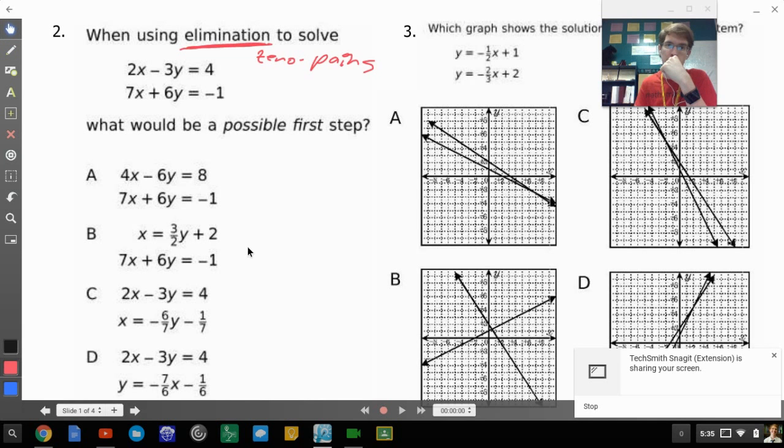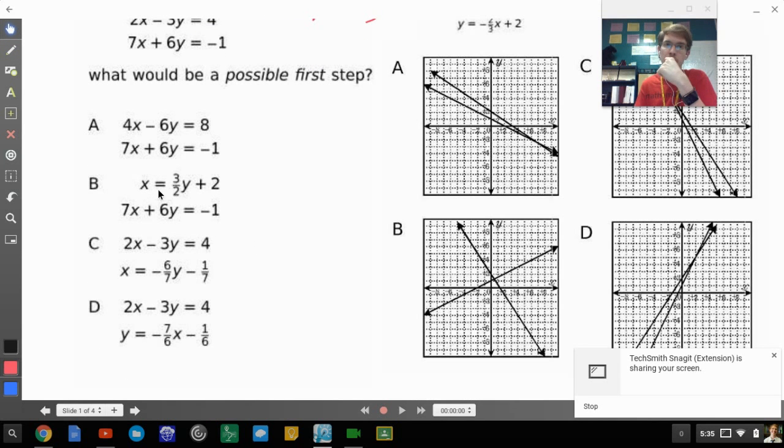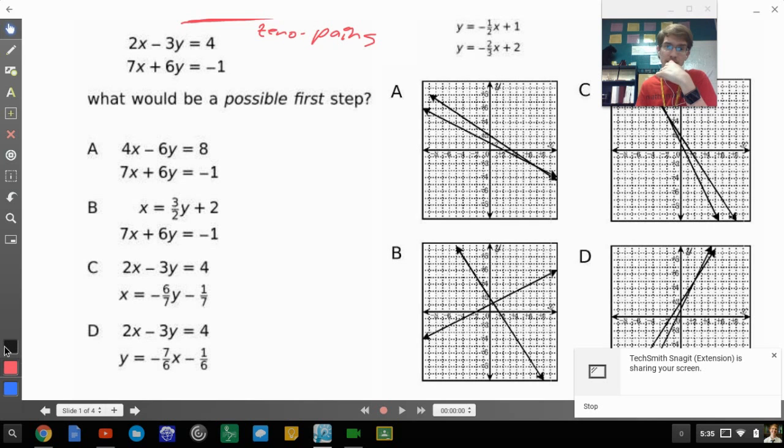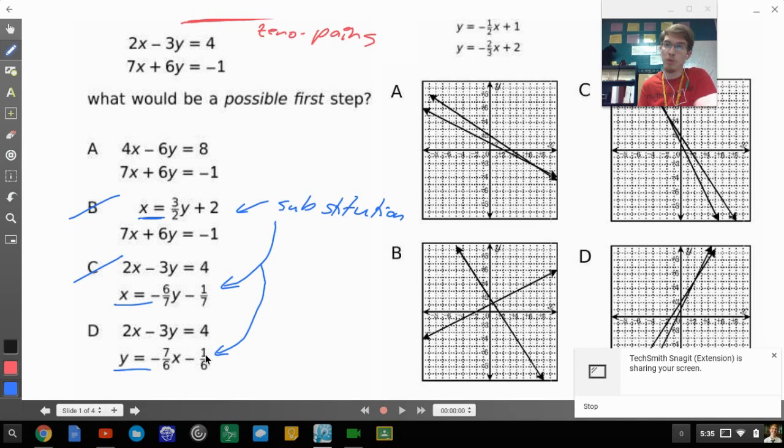Look at our options and see, do any of these have zero pairs in them? I want to point out something right here. They got x or y by itself. That's classic substitution. Get x by itself. Not elimination, so I don't care about it. How about C? Same thing. And D, classic substitution, they got y by itself. So it can't be any of those. This one, however, has a zero pair. So A is the only possible option that fits elimination at all.